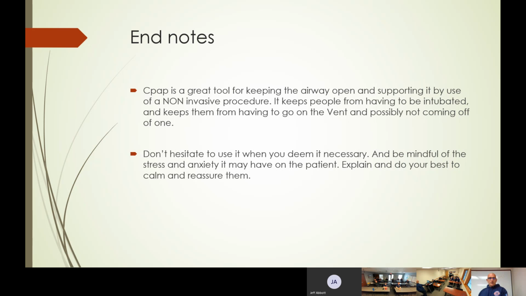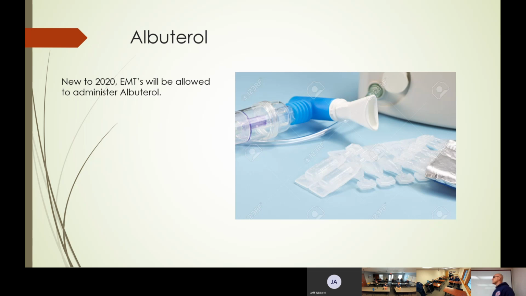All right. And don't hesitate to use it when you deem it necessary, and be mindful of the stress and anxiety. I really want to emphasize that point, that this is something that you can really make or break the situation for the patient and yourself if you just try to stay calm and relax and explain to them what's going on. All right, so any questions about CPAP, where it's at, how we use it, when to use it?